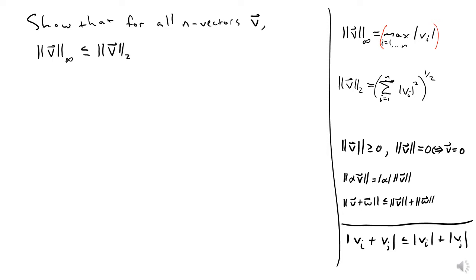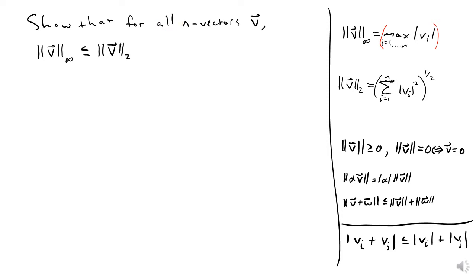So we want to show in this case that for all n vectors v, the infinity norm is less than or equal to the 2 norm. First of all, to prove something like this, if you try to just show that it's true for some specific vector v, that's not a proof. You just showed it for one specific vector. We want to show it for all vectors. So on your homework, hopefully I won't be seeing any specific vectors being used for your explanation. We want to keep things general.